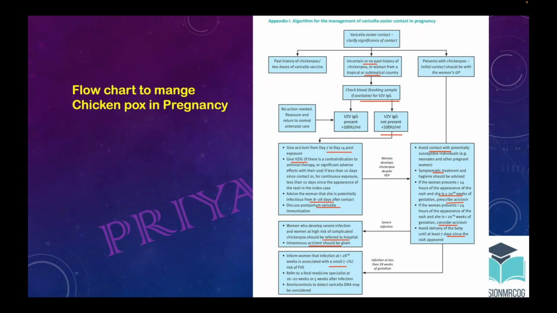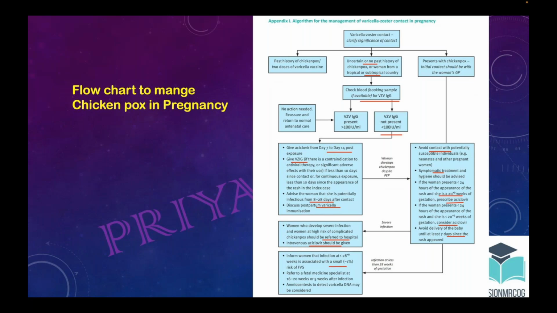Madam, and when will we do amniocentesis? Whenever an infection occurs and the virus reaches the amniotic fluid, it will take time. From the first infection, getting all the scans done and getting viral DNA from the amniotic fluid, it will take about 5 weeks.